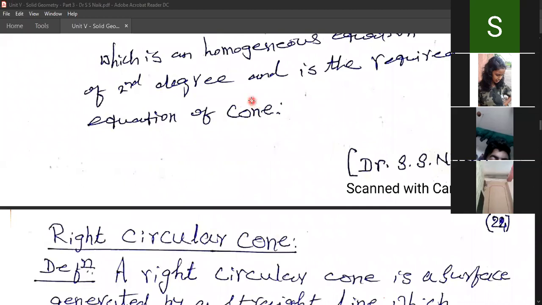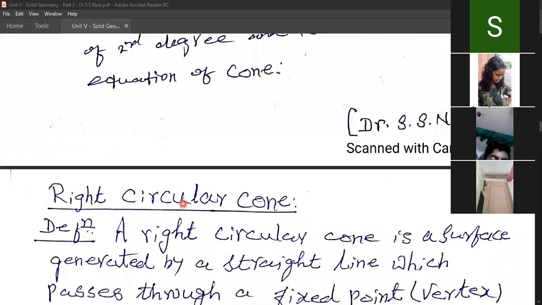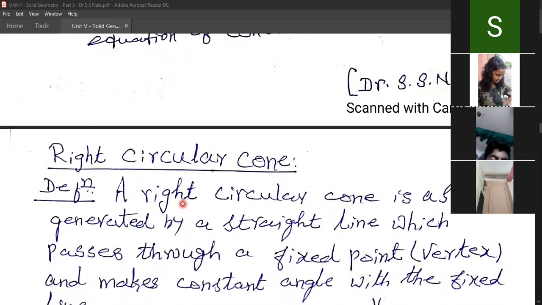Then after this, equations of the cone as a second homogeneous equation in xyz, we'll go for the next part, which is what we call the right circular cone. Now this is important from the examination point of view and from the corresponding online point of view. You have to remember this right circular cone definition.